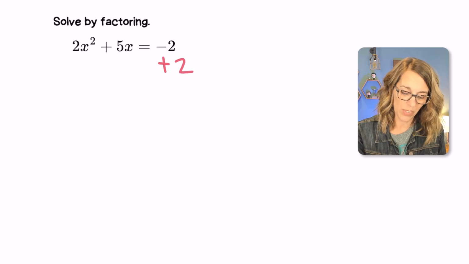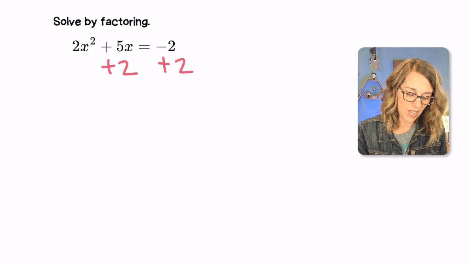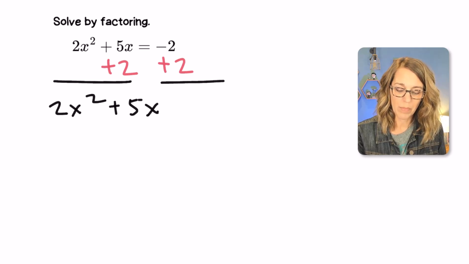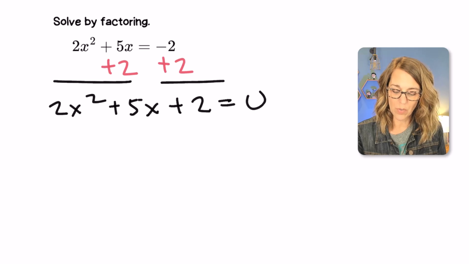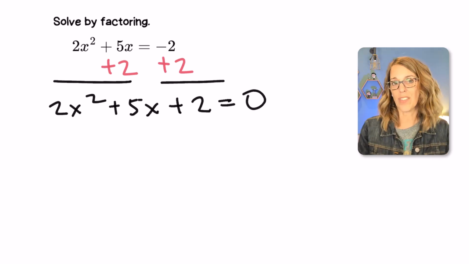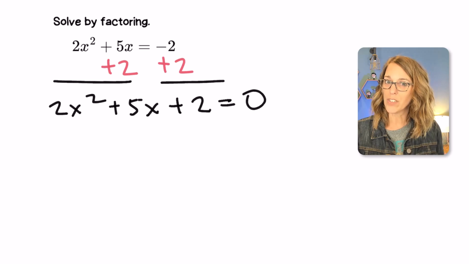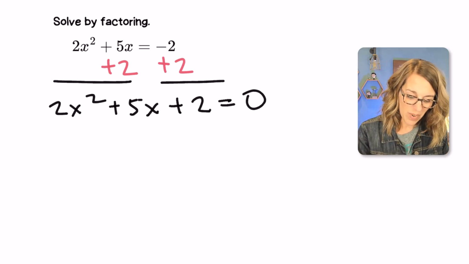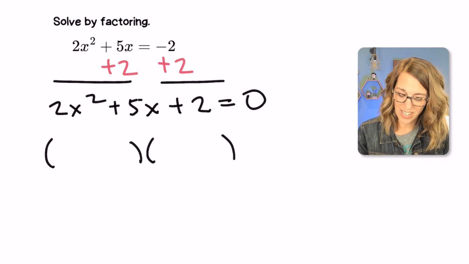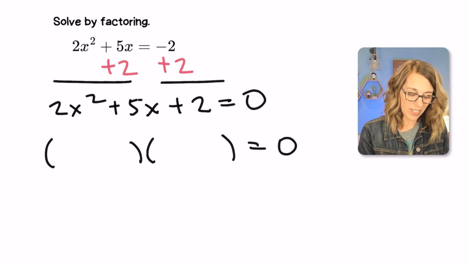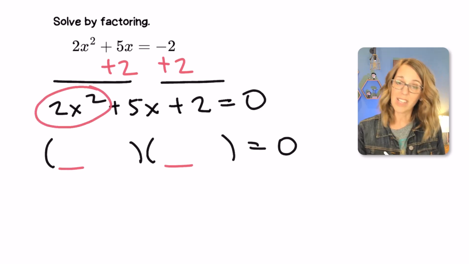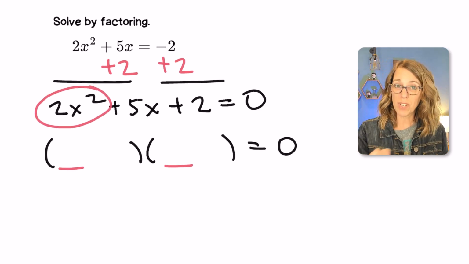So I'm going to add a 2 to both sides, plus 2, plus 2. This is going to give me, I'm going to write it in order, 2x squared plus 5x plus 2 is equal to 0. And then I quickly check the coefficients for a GCF, a factor that goes into all of them. 2, 5, and 2 don't share a common factor. So I'm ready to factor this into two binomials. Let's go ahead and fill in those blanks. So I need something times something to equal this 2x squared. The 2 would be a 2 times a 1.